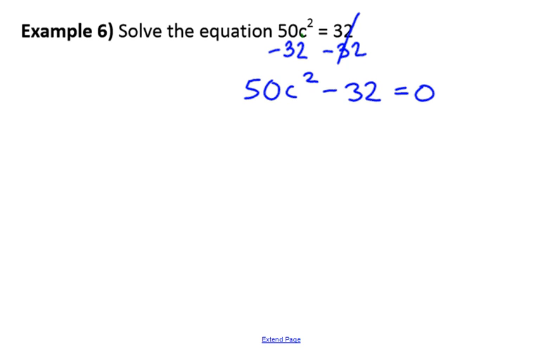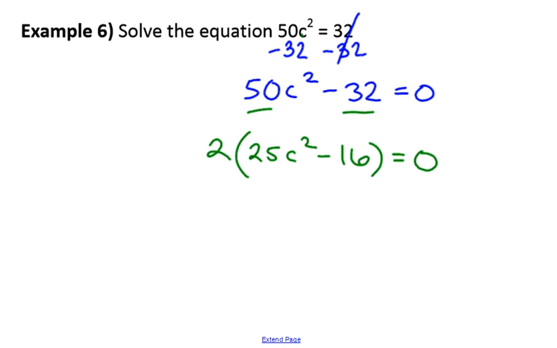Now notice that we do not have the ax squared plus bx plus c form. We don't have 3 terms, which is fine. We're just going to factor like normal. If you have a binomial, you do not factor by the AC method. First, you look for a GCF. You do have a GCF with 50 and 32. The GCF is 2. So then that would be 25c squared minus 16 equals 0.